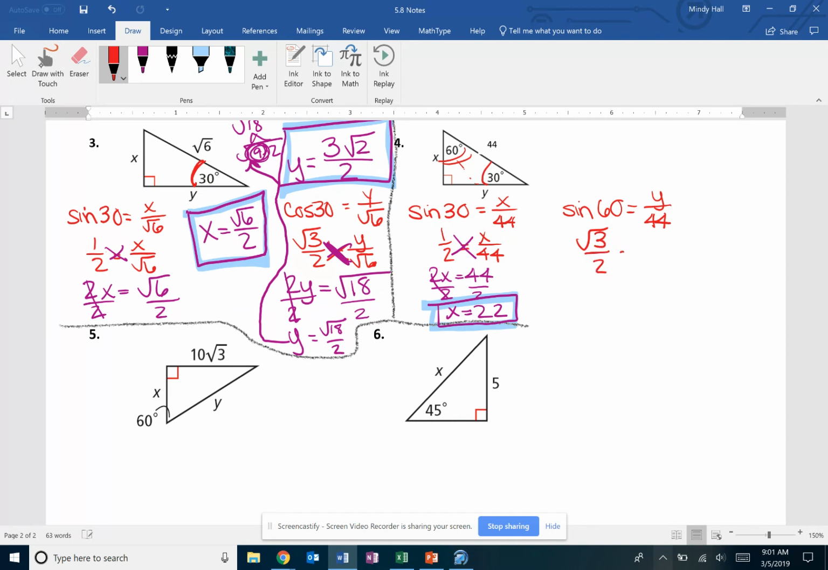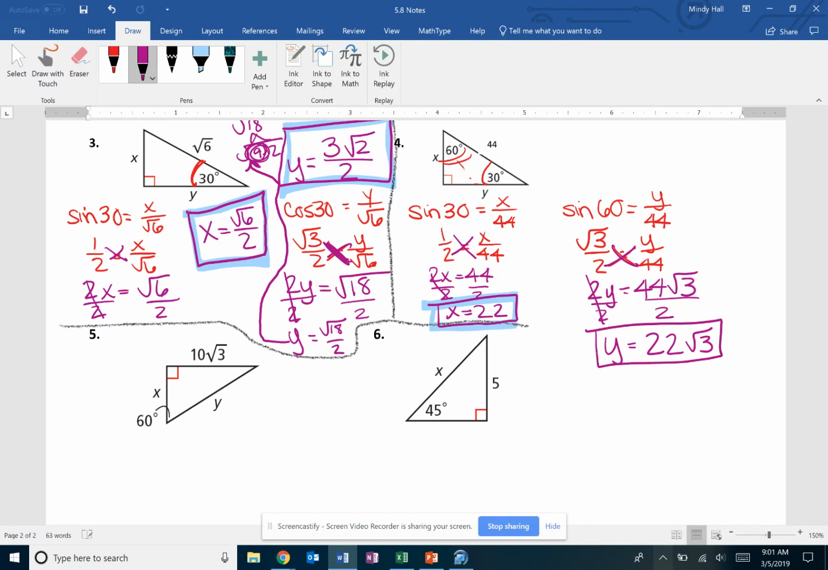But it is square root 3 over 2 equals y over 44. So then we will cross multiply. Forgetting to change my colors again. So we have 2y equals 44 times square root of 3. So then to get that y by itself, we have to divide by 2 again. And y equals 22 times the square root of 3.